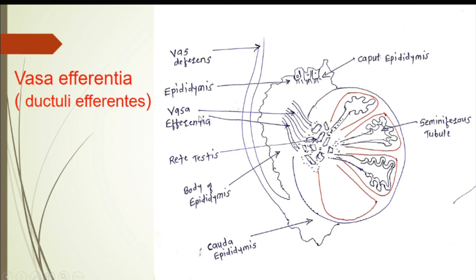These structures are called the vasa afferentia. You can see what these vasa afferentia are doing. They are collecting the sperms from the rete testis, and the sperms pass through these small tubules, called vasa afferentia, and enter here in the region of the caput epididymis. In this way, vasa afferentia collect the sperms from the rete testis and transfer them into the epididymis.